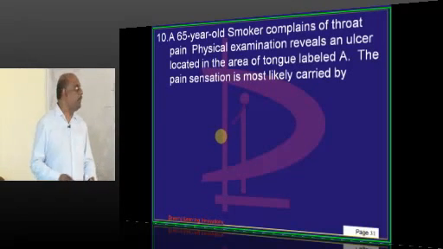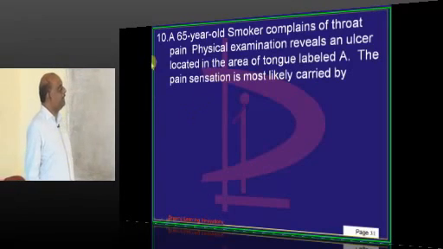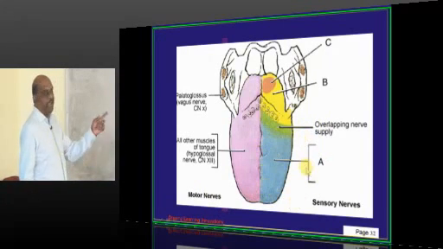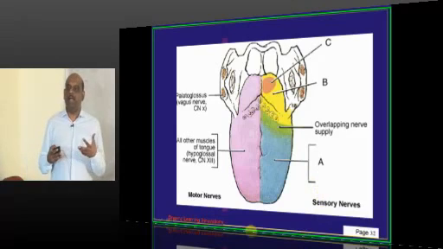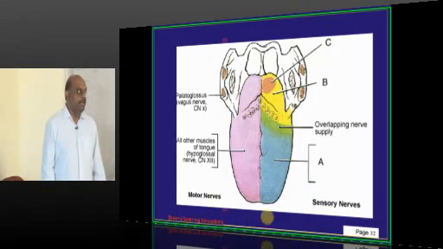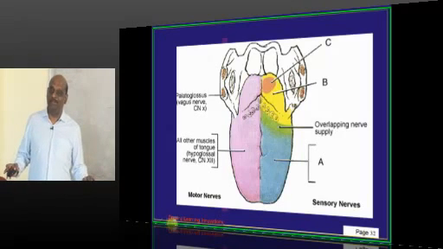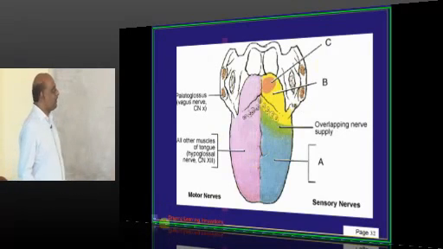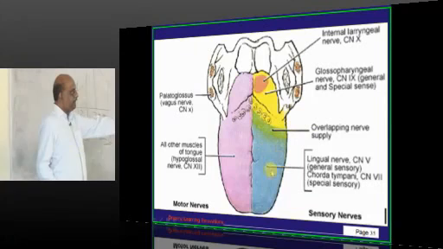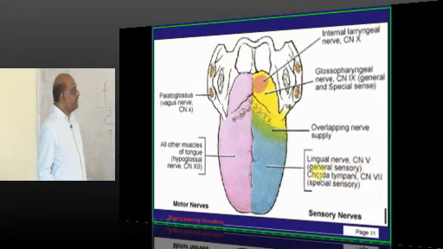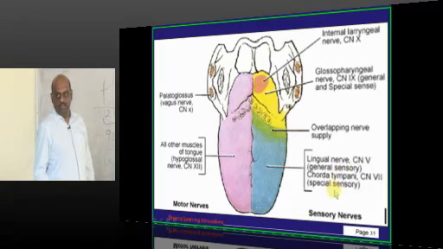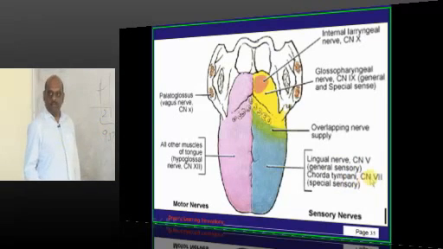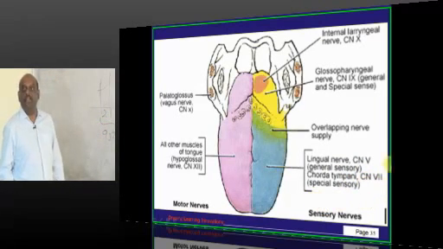A 65-year-old smoker complains of sore throat, throat pain, and there is an ulcer located in the area shown as A. What is the nerve supply of the tongue is a repeatedly asked 5 marks question in the MBBS first year exam. Those days we don't know why we are reading that. So you should know very well the innervation. Lingual nerve, which is the branch of the 5th cranial nerve, is the general sensory supply. Chorda tympani, which is the branch of the 7th cranial nerve, is the special sensory supply which carries the taste.